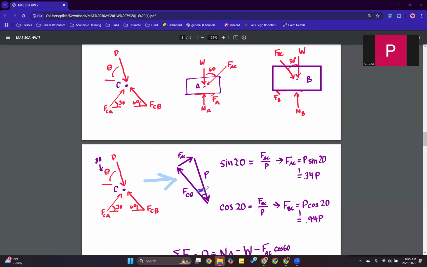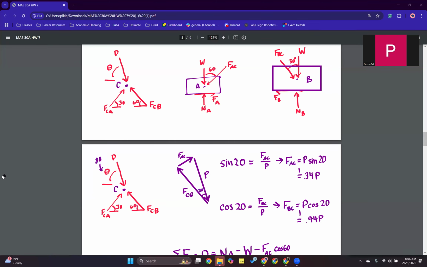The reason this is 20 degrees here is if we just move, we know that this is 60 and this is 80, so we can just subtract the two to get that angle between them. So now that we have our little triangle, we can use our knowledge about sines and cosines to isolate FAC and FAB. So now we have two forces in terms of P, which is going to help us later on to figure out what exactly our max P is.